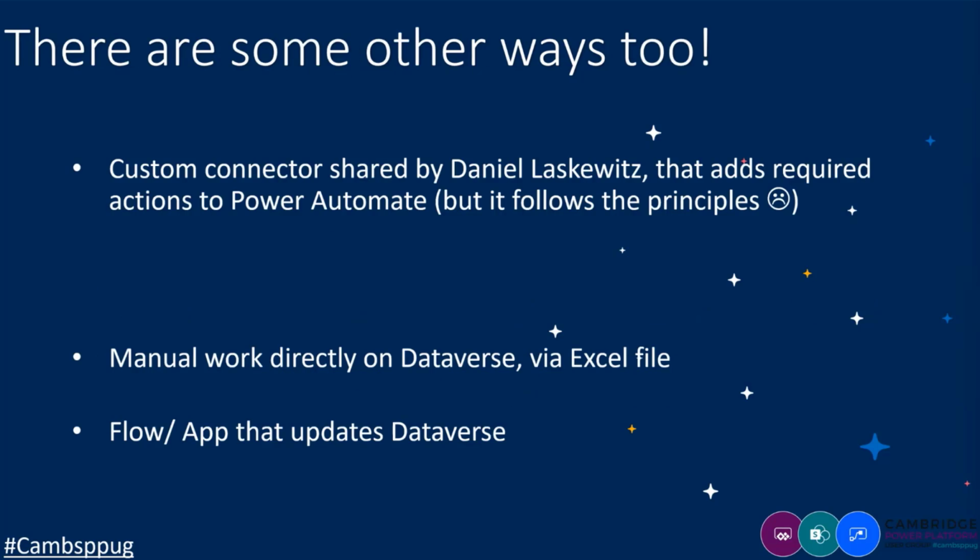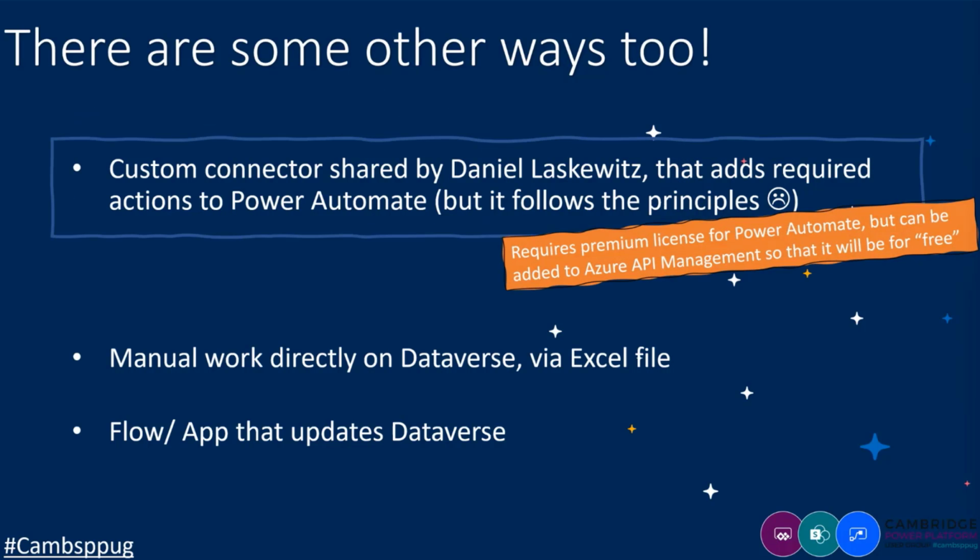However, if all these methods fail, there are also some additional ways. I mentioned that there is this custom connector that we can use for Power Automate. It was shared by Daniel Laskewicz. It adds some custom actions to Power Automate, for example, to reassign a task, to approve a task, to cancel a task. However, first, it requires a premium license because it is a custom API for which we do need a license. And secondly, it still follows the principles.